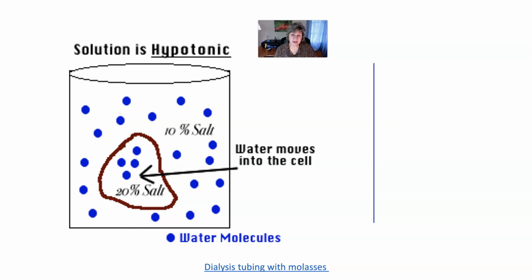Isotonic means you have the same number of solute molecules inside and outside the cell, and so water molecules move freely across the membrane, but there's no net gain or loss. All right, you will be simulating this with some dialysis tubing this week.